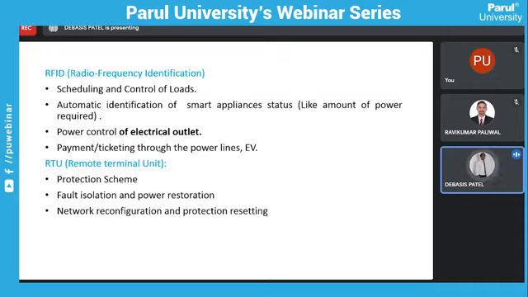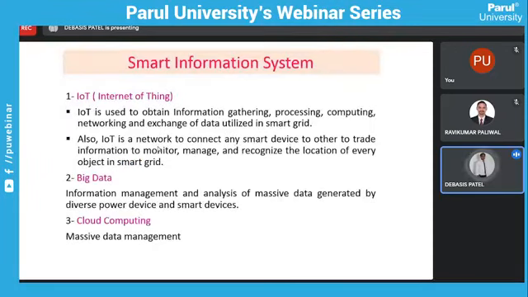Reconfiguration is what? Exchanging of feeders in your distribution line, right? So these are possible. Now coming to the smart information systems, we discussed initially what? Smart components, which are near to our physical layer. And after collecting all this data, we go for the smart information system. So in the smart information system, what is there? IoT, big data and cloud computing. Mostly IoT is what? Transferring of data.